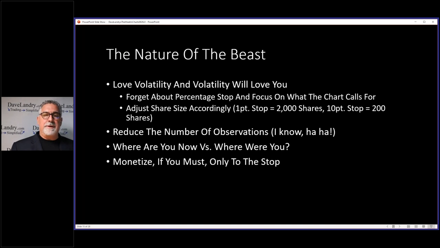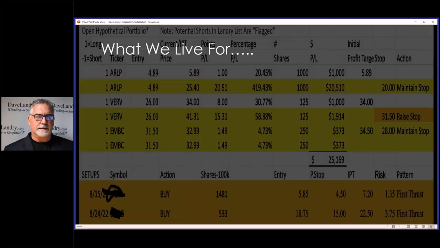So be careful if you monetize, and we're all guilty of that. I'm going to show you some monetization here in just a second, right? But try to monetize down to the stop. Like I showed with ARLP, you're up 20 grand or whatever it is, and if you get stopped out, you'll make 16 grand. Well, try to say, okay, I'm going to monetize that. If I can stop that, at least I'll make 16 grand on it, plus the dividends, plus the IPT, of course. And I'll show you that one in a second.